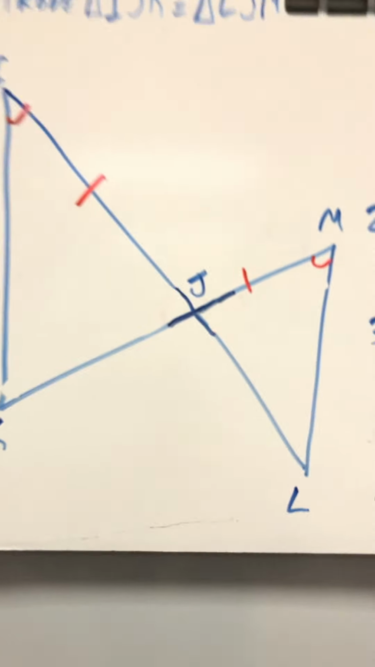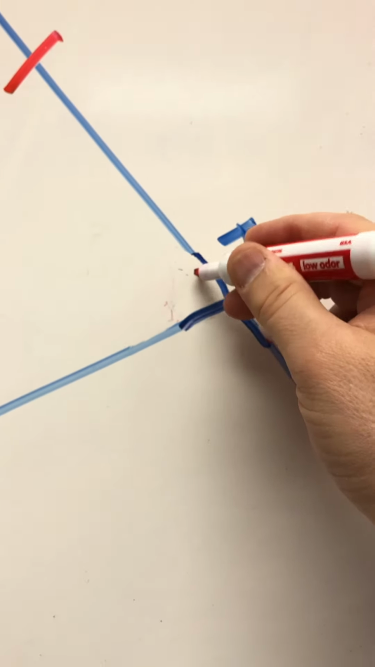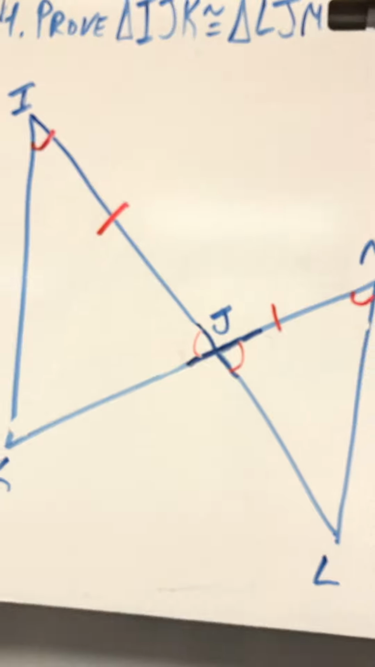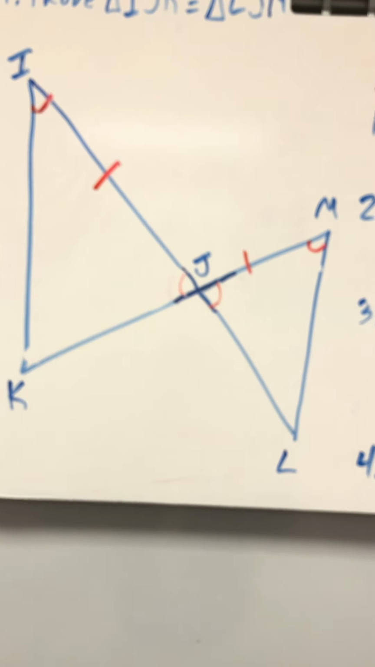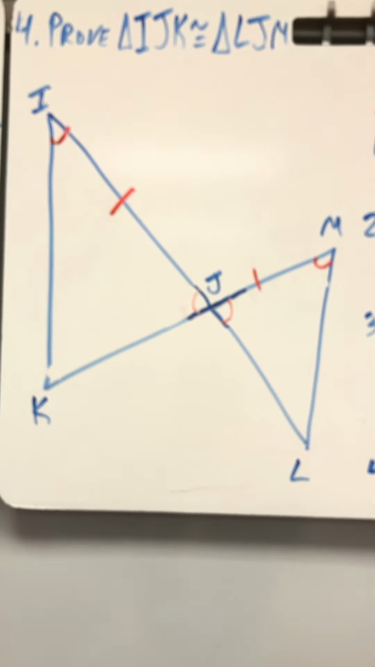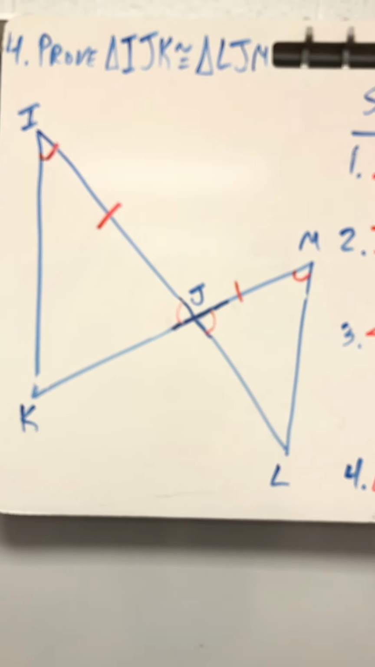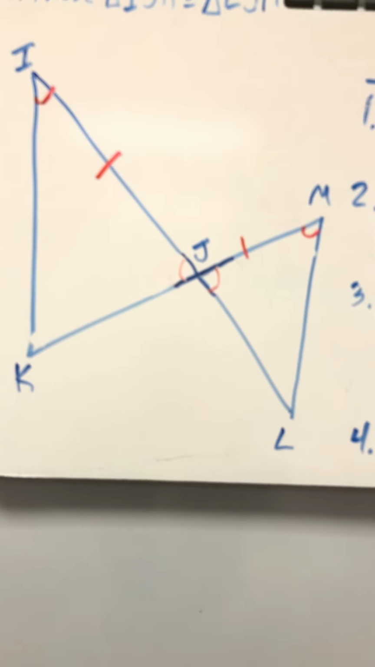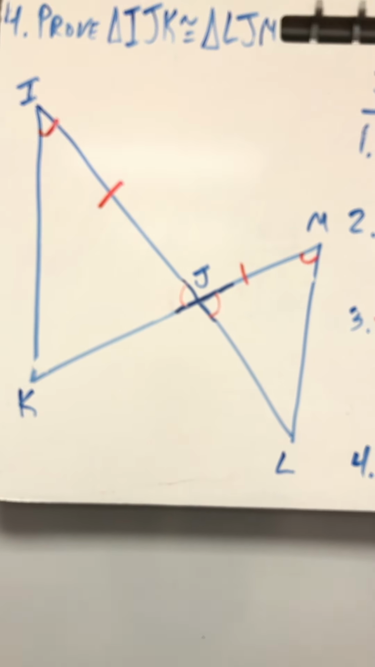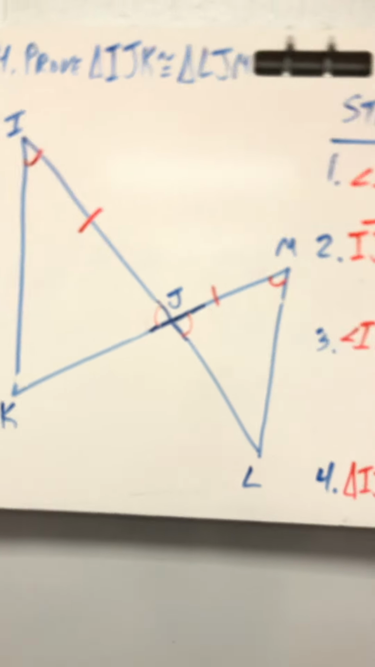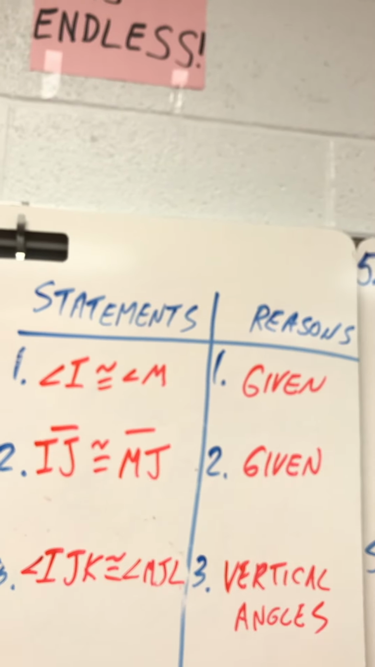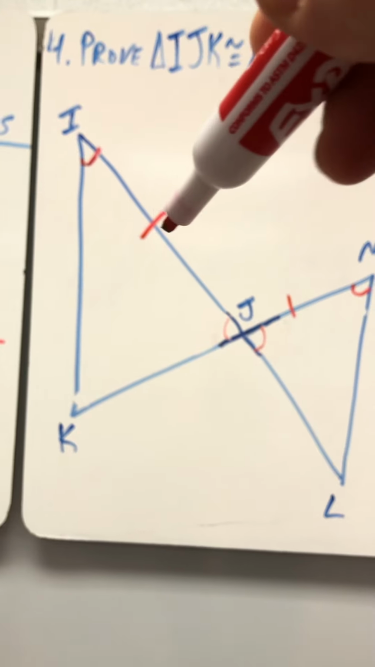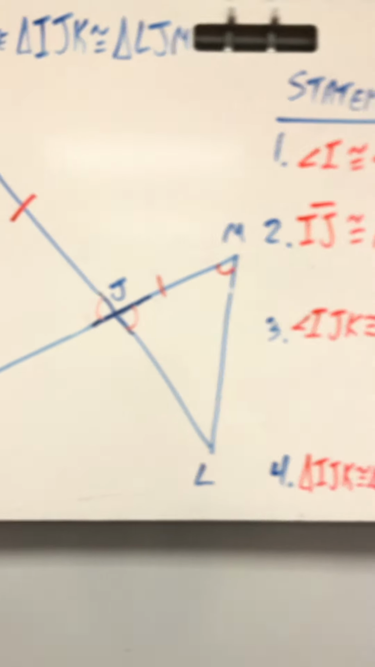Now, I'm going to say that these two guys here are congruent because they're vertical angles, right? So I'm going to say, now of course I can't call that angle J, so I have to say IJK is congruent to MJL, all right? You could say KJI is congruent to LJM, either way, but it's vertical angles. Then I can say that the two triangles are congruent by angle side angle, okay?